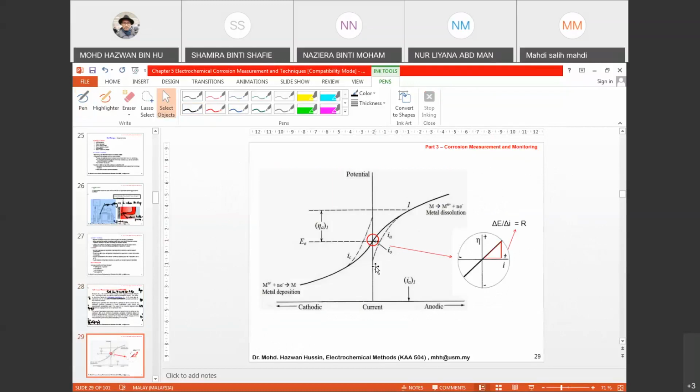So this is basically what we were talking about just now. The design of the linear polarization plot, or linear plot, that you get. This is actually potential plotted against current. You can also plot current versus potential, and you will get basically the same shape. So this is the region that you want, the one that has a very linear part, within plus minus 20 millivolt. And when you calculate the slope, you will get the resistance.